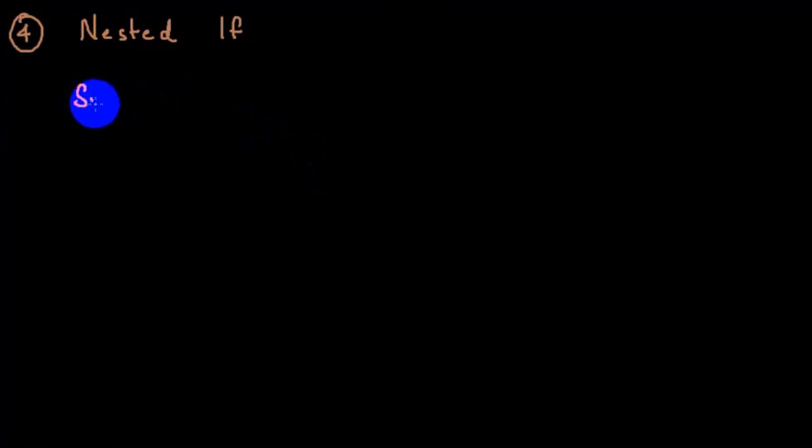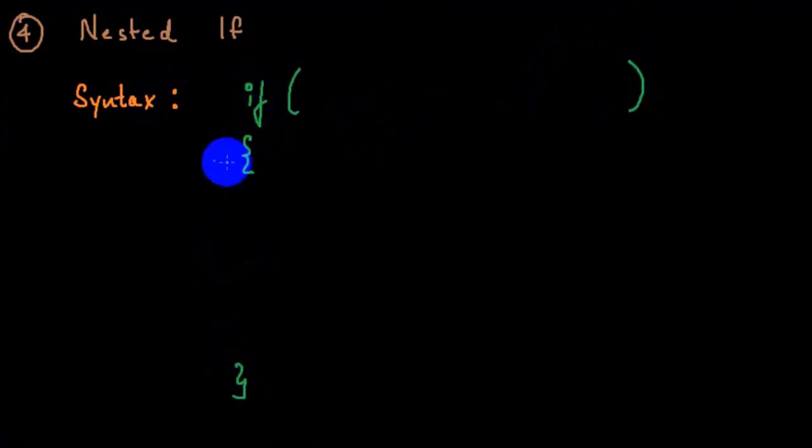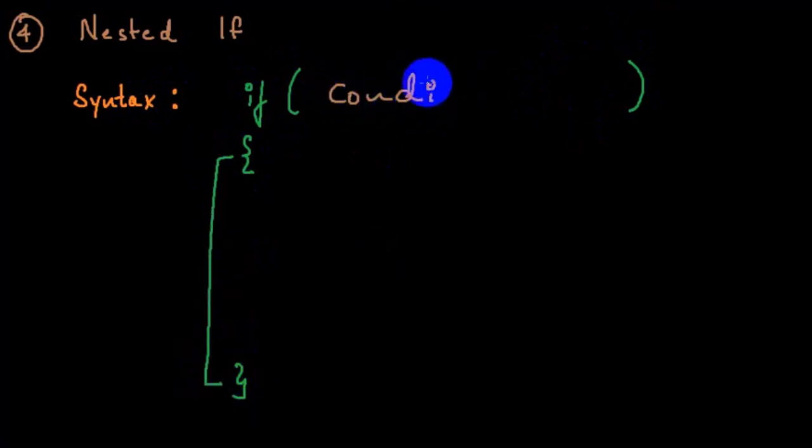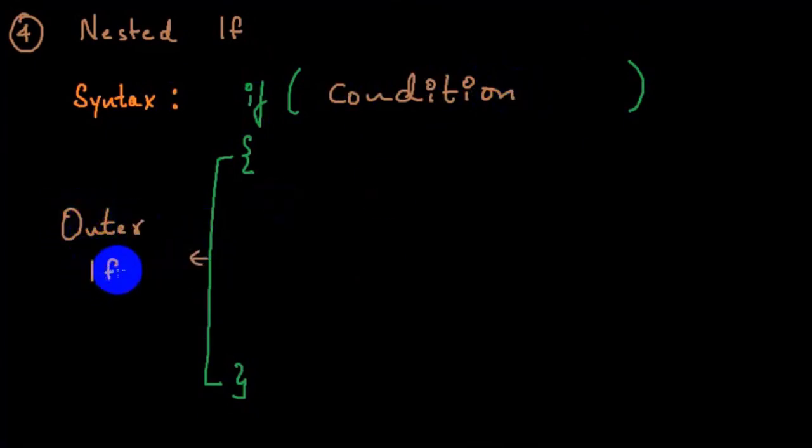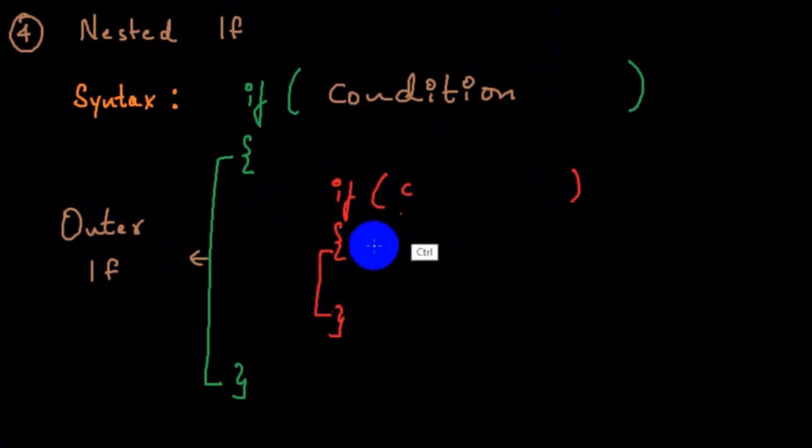Let me give you the syntax first so it becomes easy for our understanding. Nested if means we have if, open parenthesis, close, and open curly braces, close. This is the if condition, and I have to give the condition within this parenthesis. This is called the outer if. What is nested if? One if is present inside another if. So we have one inner if condition as well.